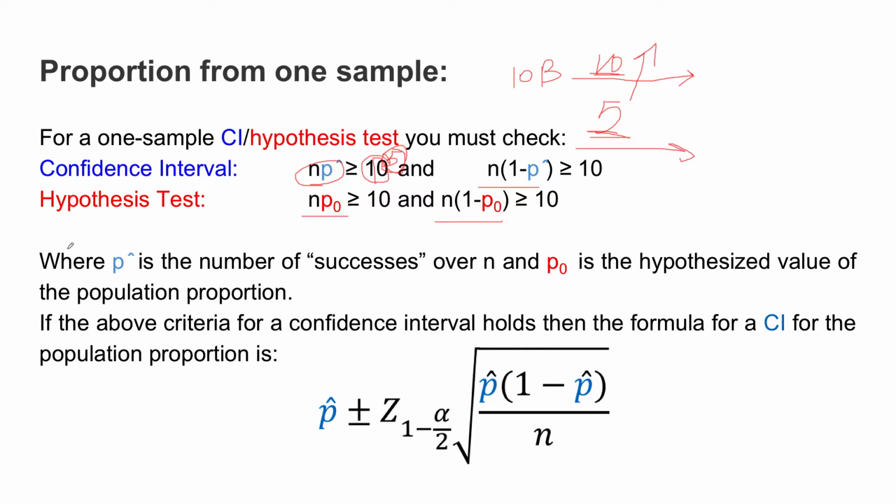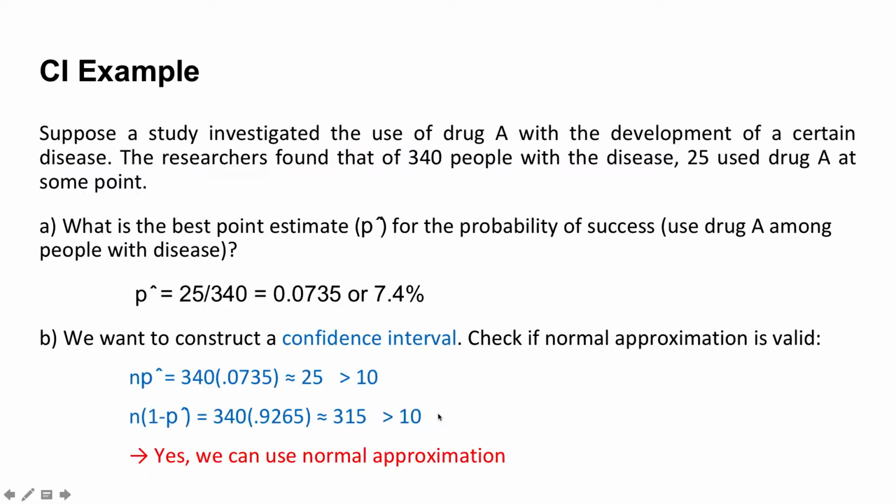Yeah, so P is the number of successes over N, and P naught is the hypothesized value of the population proportion. So if you want to calculate the confidence interval, that'll be this one. And actually, the instructor's slide has this really clear, so you could refer back to it. As you can see, this review is not really hand calculation intense. If you want the correct formula, you can go back to his slide.